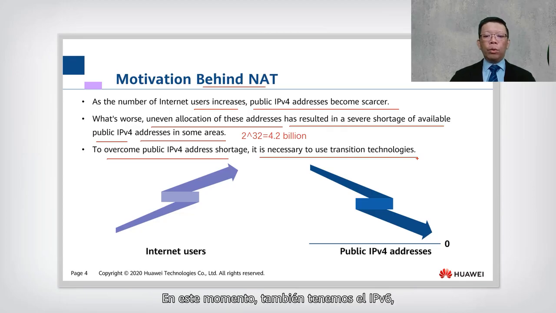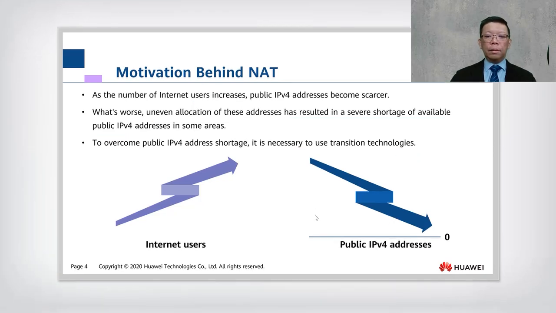Right now, we all know that we also have IPv6. But we are not going to look into IPv6 at this moment because the majority of us are still on IPv4. So here we have the internet user who wants to go onto the internet. When you go to the internet, you do need to use IPv4, and we are running out of IPv4 now. So that is the motivation behind why we need network address translation.